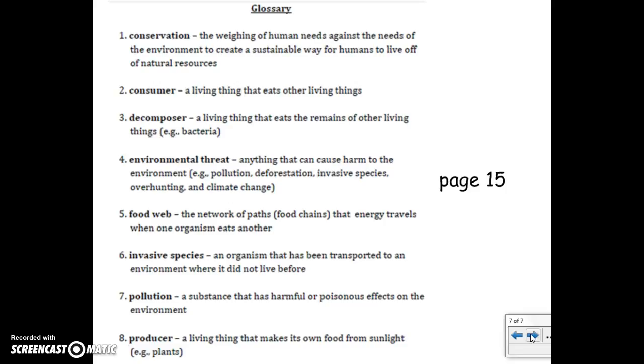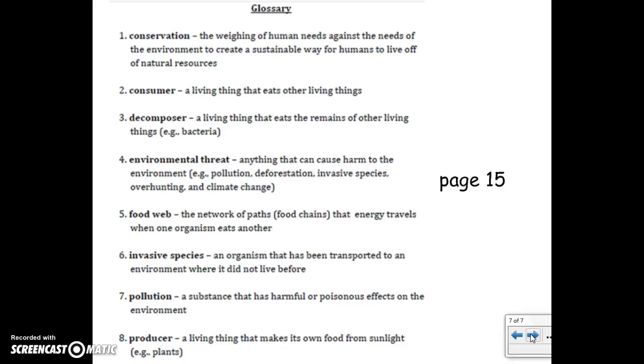4. Environmental threat. Anything that can cause harm to the environment, like pollution, deforestation, invasive species, overhunting, and climate change. 5. Food web. The network of paths, food chains, that energy travels when one organism eats another. 6. Invasive species. An organism that has been transported to an environment where it did not live before.